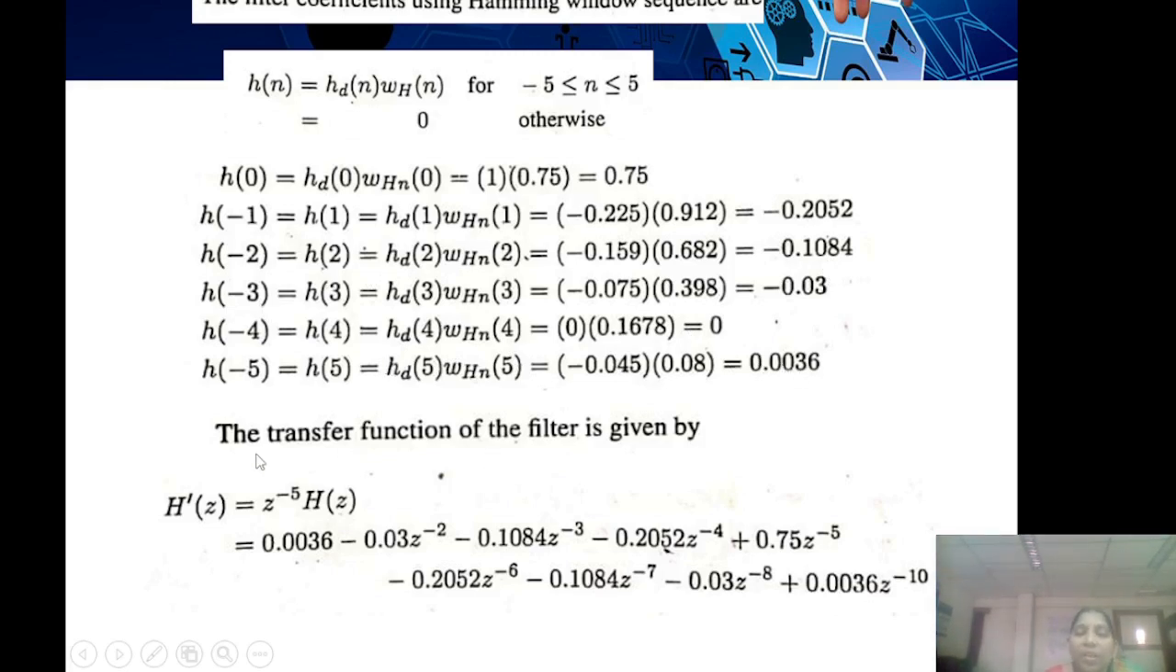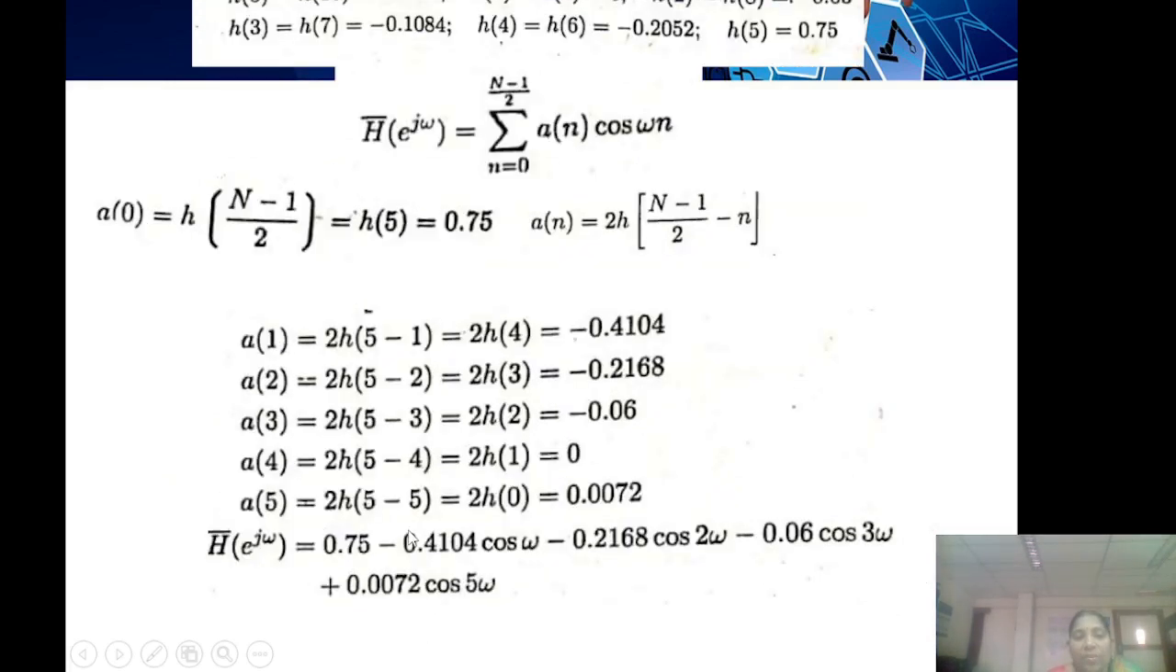Then we have to apply the transfer function of the filter. So H dash of Z equals Z power minus 5 into H of Z. We already found the H of Z by substituting this formula, then we multiply it with Z power minus 5, and we get this expression. After that we find the magnitude response. Using this formula we obtain H of e power j omega as 0.75 minus 0.4104 cos omega minus 0.2168 cos 2 omega minus 0.06 cos 3 omega plus 0.0072 cos 5 omega.